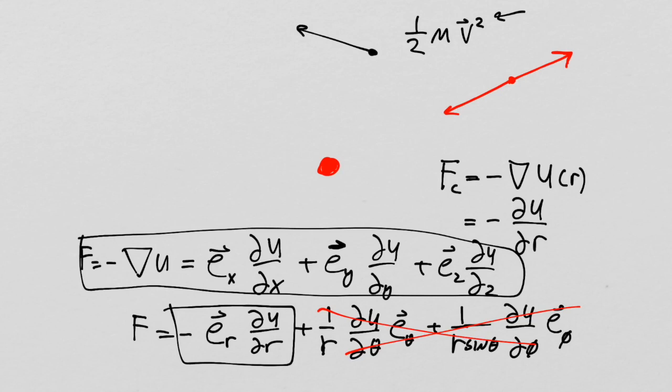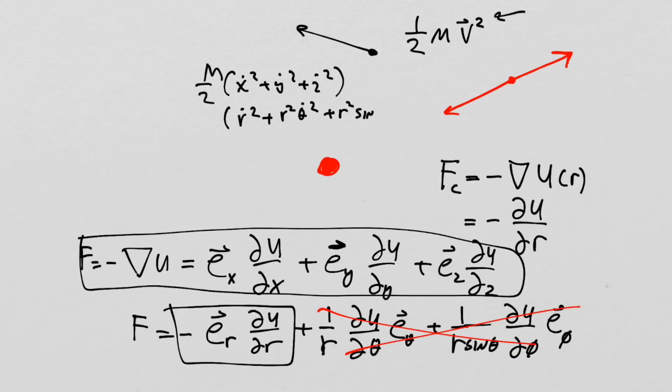we've got to go back to thinking about our standard mechanics here for this problem. So this 1/2 mv squared could be m over 2 times x dot squared plus y dot squared plus z dot squared, but we're going to write it as r dot squared plus r squared theta dot squared plus r squared sine squared theta phi dot squared.